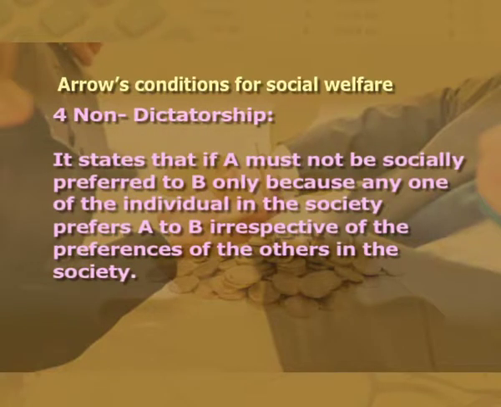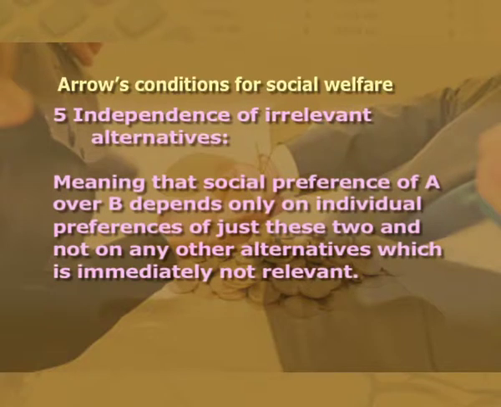Condition 4 is non-dictatorship. It states that A must not be socially preferred to B only because any one of the individuals in the society prefers A to B, irrespective of the preferences of the others in the society. Condition 5 is independence of irrelevant alternatives, meaning that social preference of A over B depends only on individual preferences over just these two and not on any other alternatives, which are irrelevant.